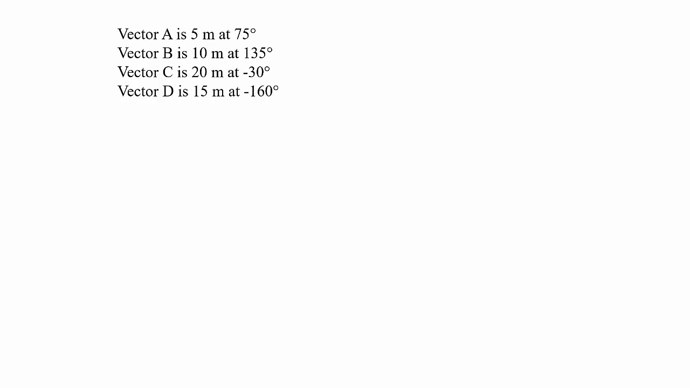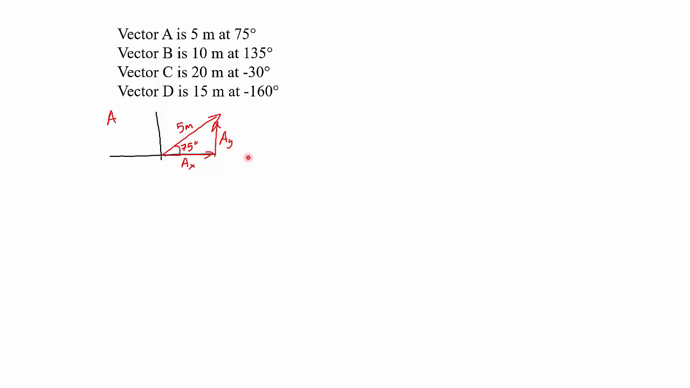So first we have vector A, 5 meters at 75 degrees. So that would look like this. It's 5 meters up 75 degrees above the positive x-axis. And so when I sketch in my components, I have an x component that's pointing to the right and a y component that's pointing up. If I look at vector A, 75 degrees points up to the right. And so that gives me right and up for my two components.